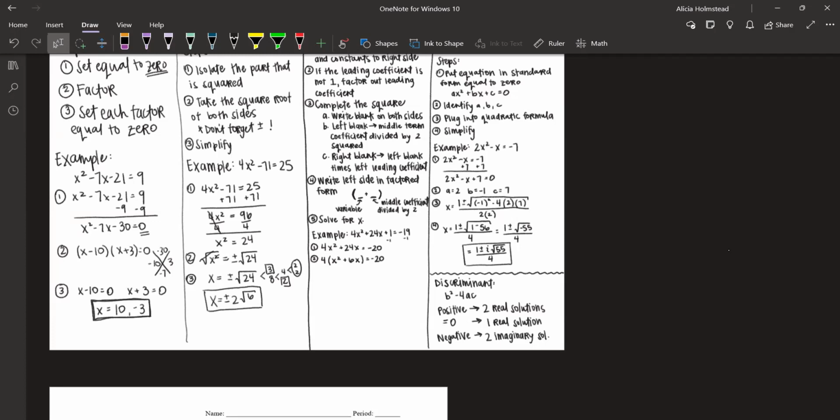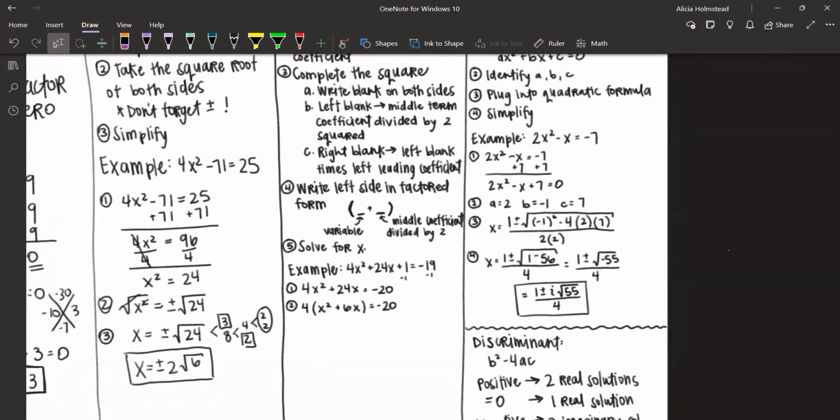Step 3 then is to complete the square. So how we do that is we've got to write a blank on both sides. So x squared plus 6x plus a blank equals negative 20 plus a blank. The left blank is going to be the middle term coefficient divided by 2 and squared. So we're going to take 6 divided by 2, square it, and that's what's going to go here. So 6 divided by 2 is 3, squared is 9.